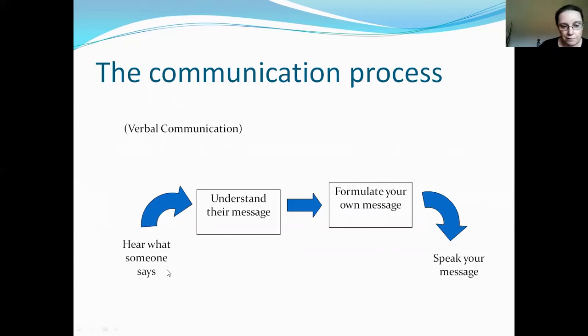So first of all, when someone starts to say something to you, the first thing you need to do is hear what they're saying to you. Then you need to understand what their message is, what they've asked you, and then you need to formulate your own message. You need to think how you're going to respond. You need to be able to find the right words, put these words into a sentence, and then speak your message, say what you need to say. So coordinate the muscles of your mouth using the correct pitch, the correct volume, the correct tone. And breakdown can happen at any of those stages for people with Huntington's.